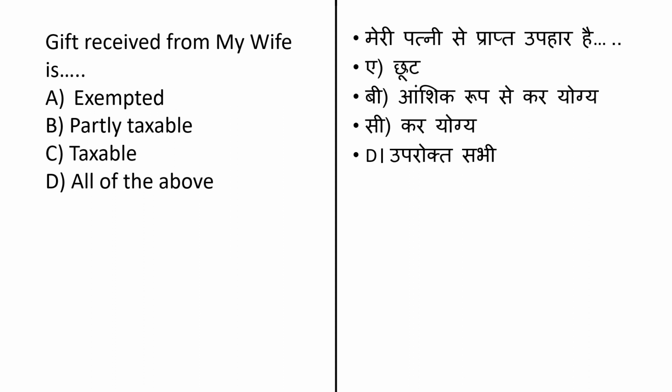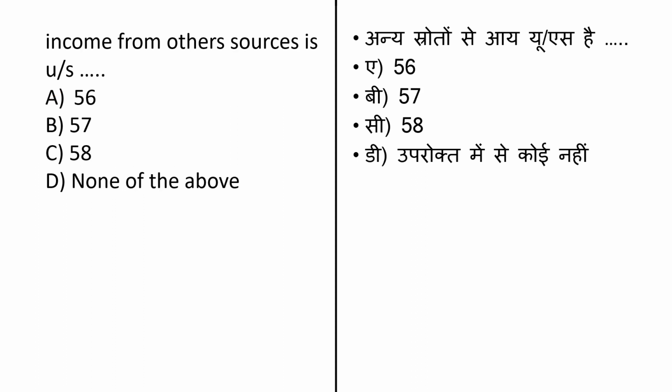The correct answer here is option number A. The gift received from the wife is exempted because she is a relative of that particular individual. Okay. The next question here is: income from other sources is under section.